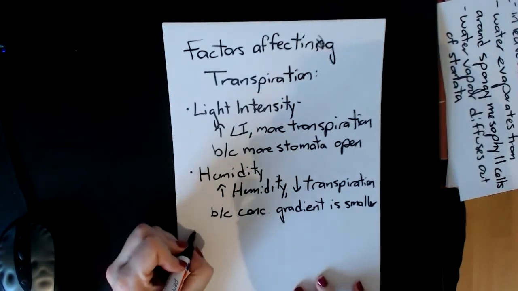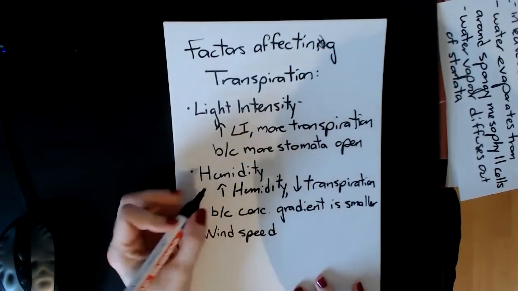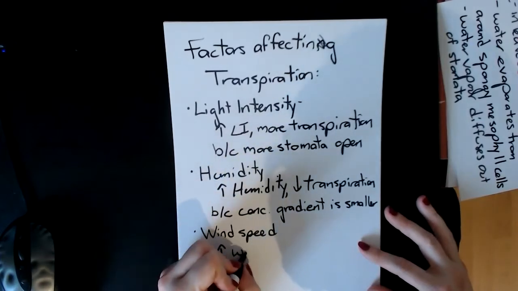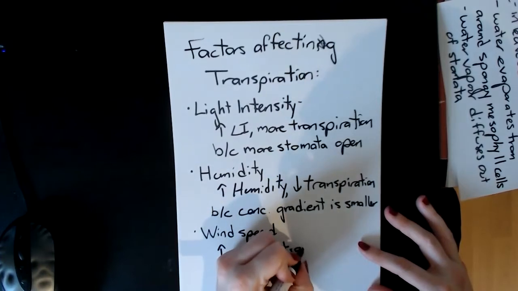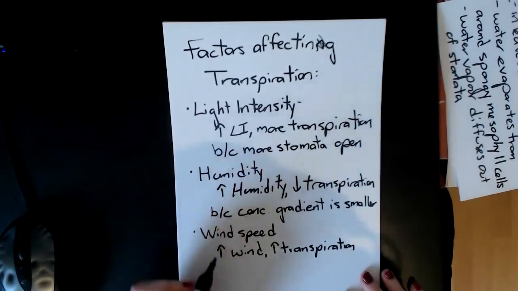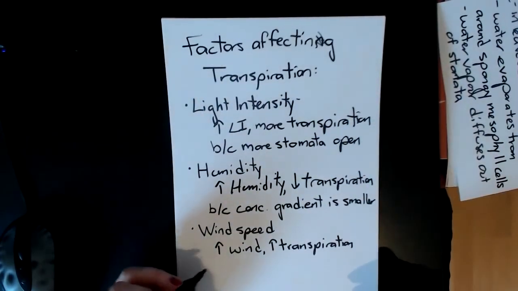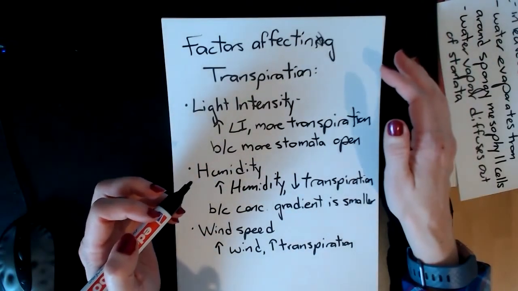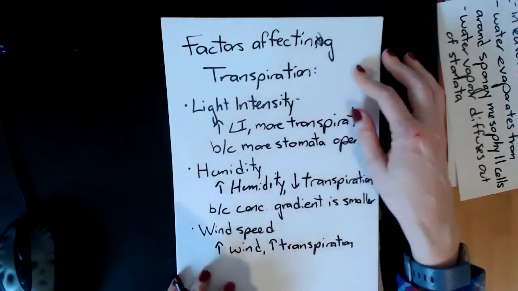The other thing that can affect it is wind speed, and this is actually the opposite idea of humidity. And so as you increase wind speed, you're going to get an increase in the rate of transpiration as well. And that is, again, due to the same idea, the fact that it's diffusion. As soon as the water vapor exits the leaf, the wind blows it away, and that's going to mean that there is less water vapor in the air. And so the concentration gradient, instead of being smaller, is going to be larger for wind speed.